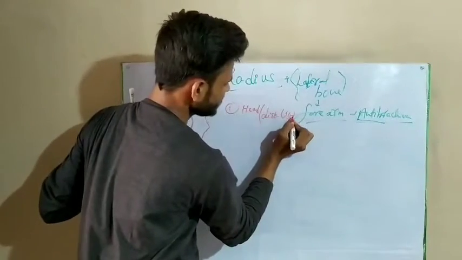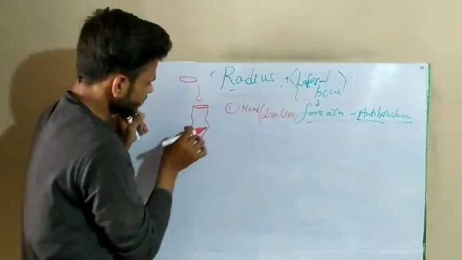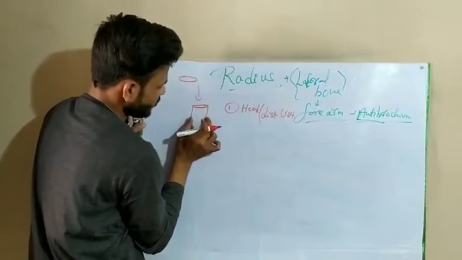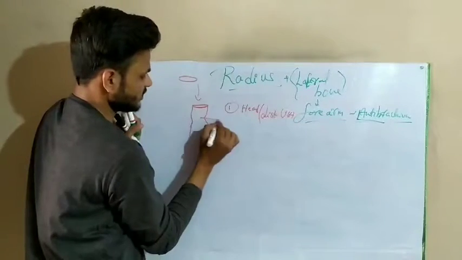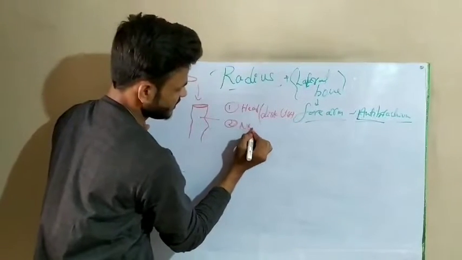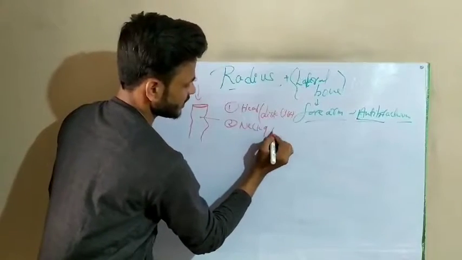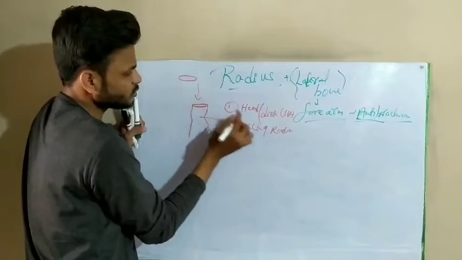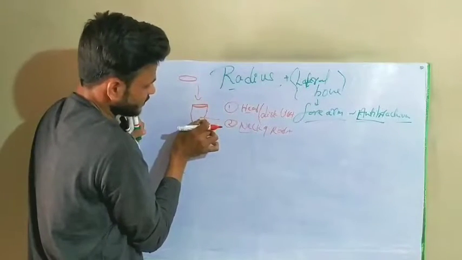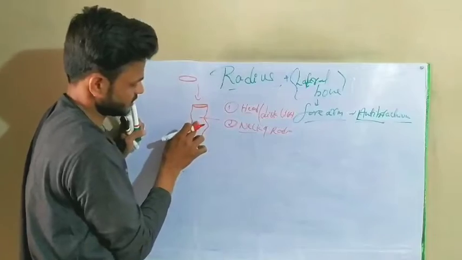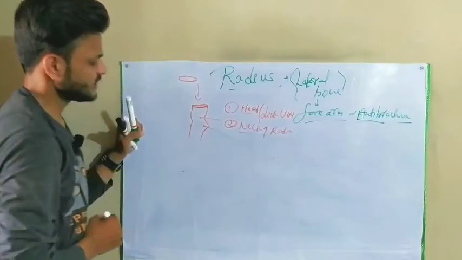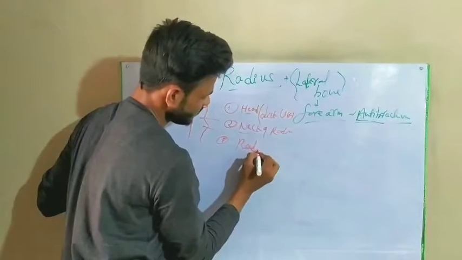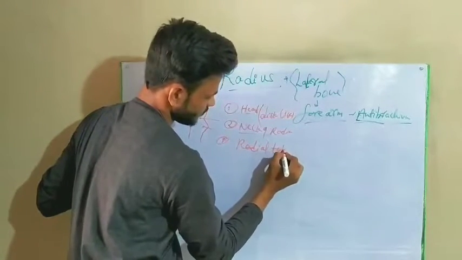Inferior to the head, we will find this narrow part. This narrow structure is called the neck. Number 2 is the neck of the radius, situated inferior to the head. Then, going inferior to the neck, we will find a tuberosity. This tuberosity is called the radial tuberosity.